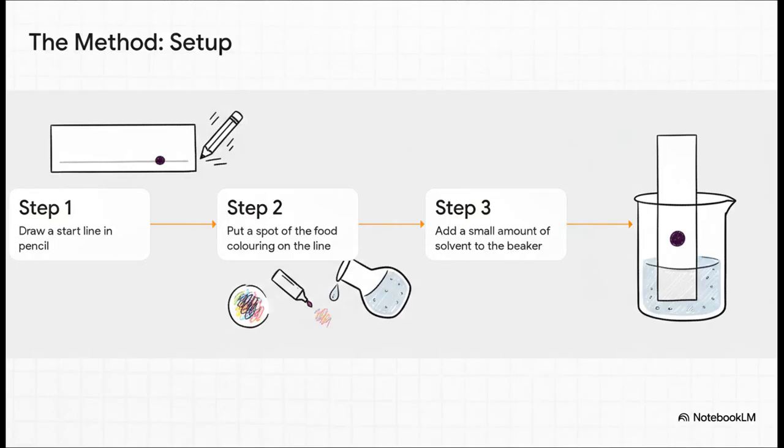Okay, let's get into the setup. To get those top marks, you need a method that's so clear anyone could follow it. And the mark scheme is looking for these exact key steps, in order. First, and this is a classic mistake you've got to avoid, draw your start line in pencil. Why? Because ink would just dissolve and completely ruin the experiment. Next, you put a nice concentrated spot of your dye right on that line. And finally, you pour a shallow layer of solvent into your beaker and carefully place the paper inside.